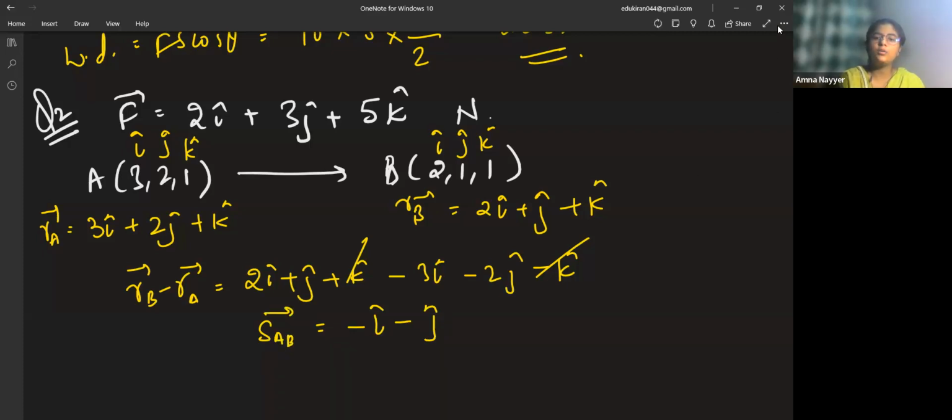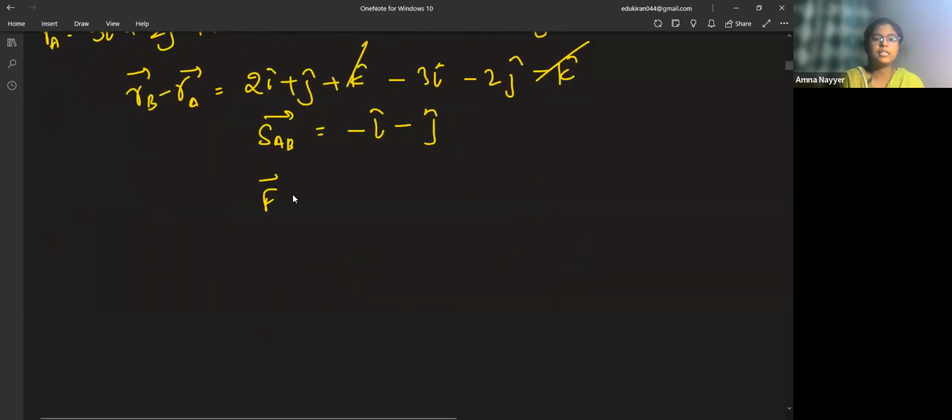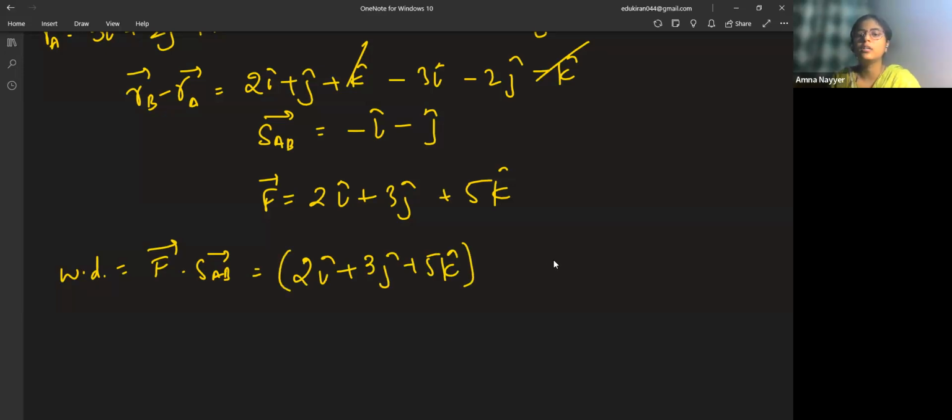Force is already 2I cap plus 3J cap plus 5K cap. Now for the work done, we have to take the dot product of F and S. In Cartesian form, we don't need any angle. How do we solve it? 2I cap plus 3J cap plus 5K cap multiplied by minus I cap minus J cap.